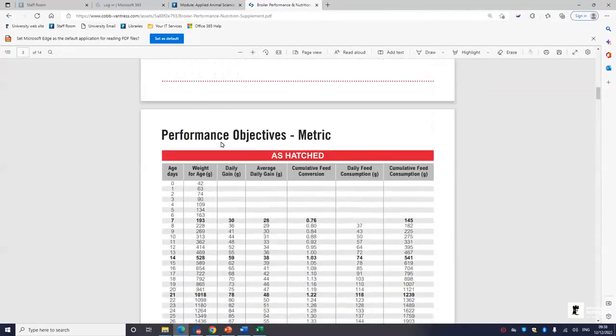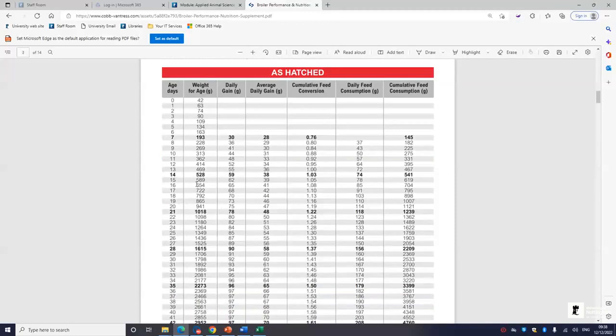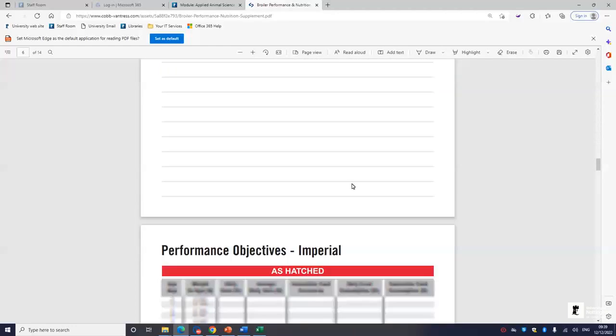Performance objectives. With this, for example, is showing what the weight of your animal should be and the rate of growth per day. Weight for age, daily gain, average daily gain, cumulative feed conversion, daily feed consumption. Remember when I was using cow to make a description of M/D, what quantity of feed you expect that particular animal to consume at that particular age. That will give you an indication here. And how much of nutrient it needs to attain the optimal growth. That is exactly what is being shown here.